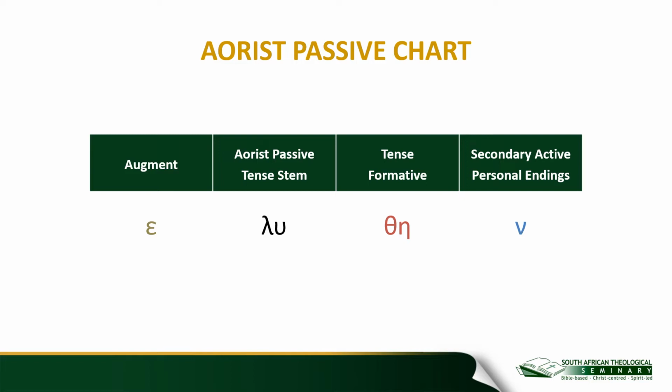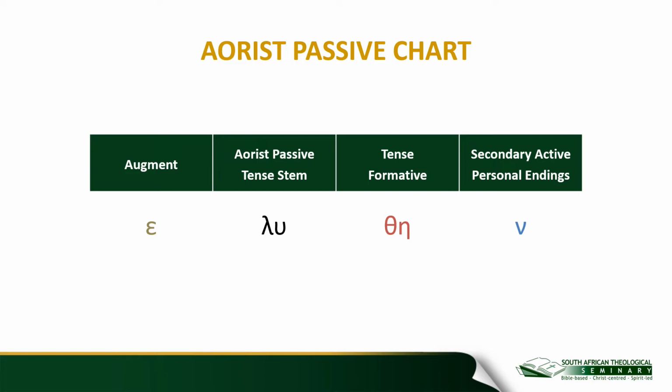Secondly, it is built on the aorist passive tense stem. This is usually the same as the root and as the present tense stem. If the tense stem differs from the root, it is likely that the verb will form a second aorist passive. More about that later.